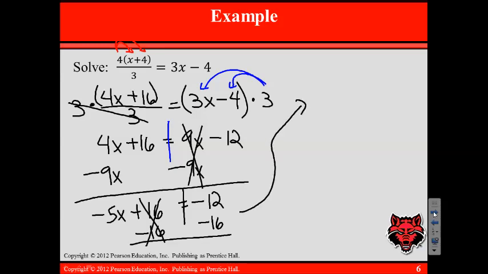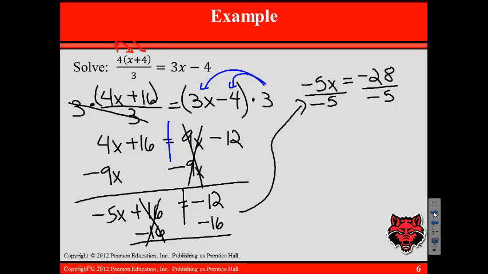Let's go up to the top. On the left-hand side, we have negative 5x. So negative 5x equals, on the right-hand side, negative 12 minus 16, which is negative 28. Because we are multiplying x and negative 5, we cancel that negative 5 by dividing on both sides by the same exact number.